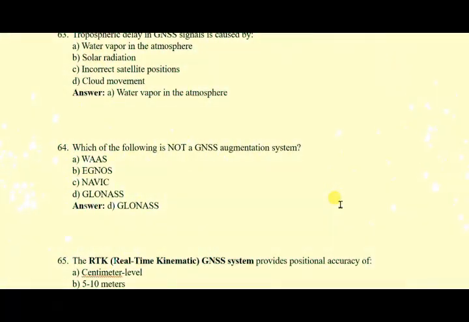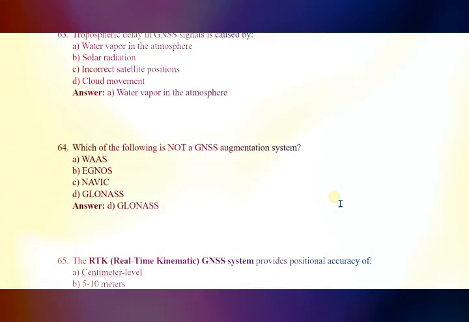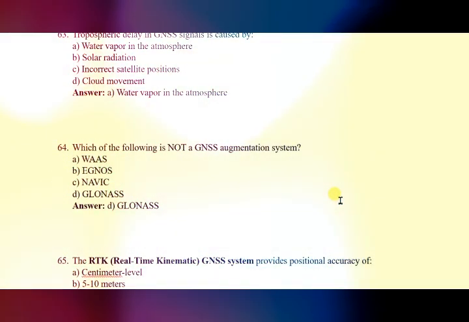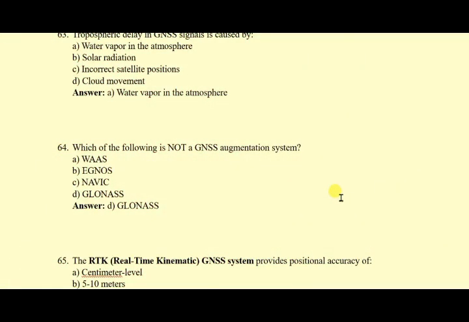64. Which of the following is not a GNSS augmentation system? WAAS, EGNOS, NAVIC, GLONASS. The right answer will be GLONASS.